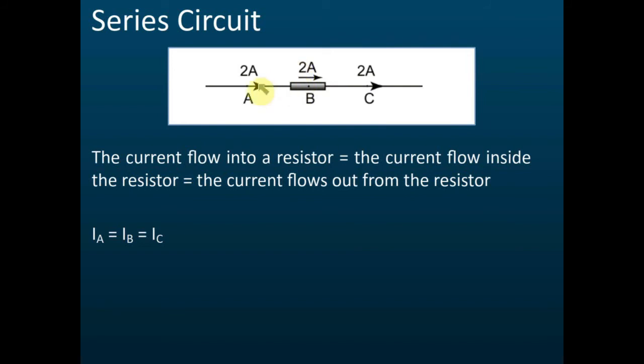Before going into the resistor at point A, the current is 2 ampere. When the current goes into the resistor, it's still 2 ampere. Some students think resistor means there are obstacles, it resists, so the current will be lower inside the resistor. No, not really. The current before it goes into the resistor is 2 ampere, when it moves into the resistor it's still 2 ampere, and when it comes out from the resistor it's still 2 ampere. Therefore, IA, the current in A, is equal to the current in B and is equal to the current in C.